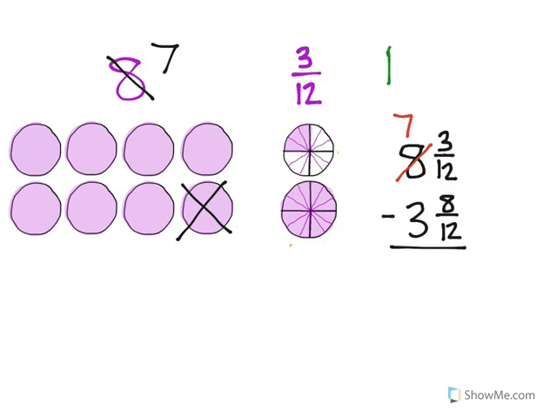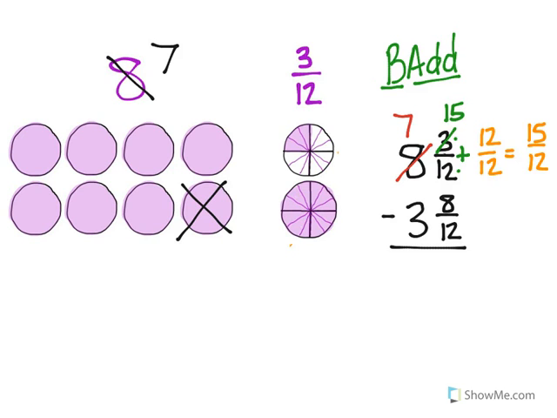Now, there is a shortcut. The shortcut is being bad. What this means is that you have to borrow, then add. So we borrowed, that's where we got our 7 and our extra 1 whole in the fraction column. The adding comes when you add the denominator plus the numerator. So 12 plus 3 gives me 15. That is my new numerator. It is the exact same as adding 12/12 to get 15/12. It just cuts out the extra step.